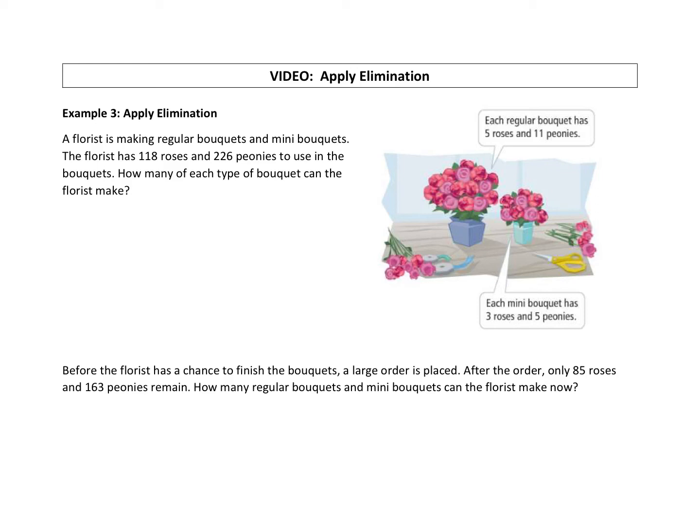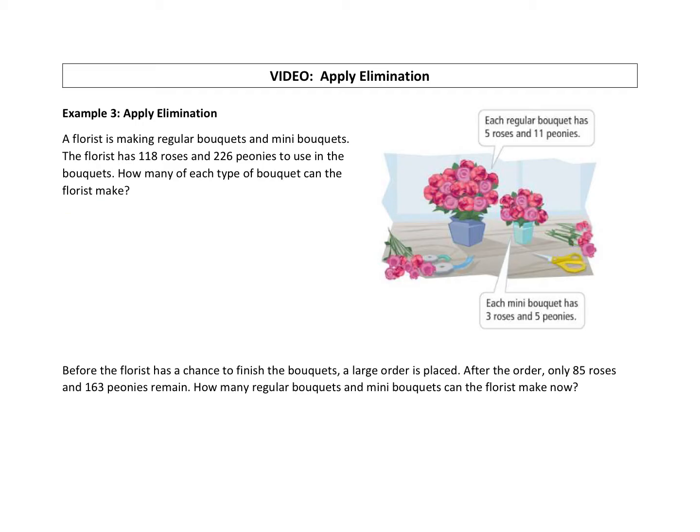All right, so we're going to do a word problem where we get to apply our elimination method that we've been working on. A florist is making regular bouquets and mini bouquets. The florist has 118 roses and 226 peonies to use in the bouquets. How many of each type of bouquet can the florist make?